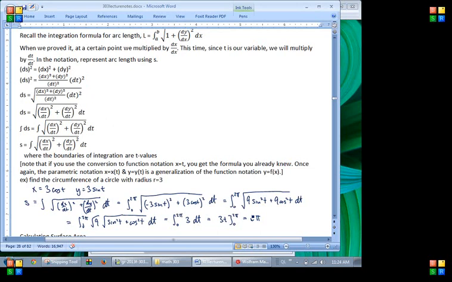And so from that, can you see what the general formula is going to be for the circumference of a circle? Yeah. Because the 3 just came from the r. It was 3 squared, and then we took the square root. So in general, it's just 2 pi times r. So we just proved the circumference of a circle.